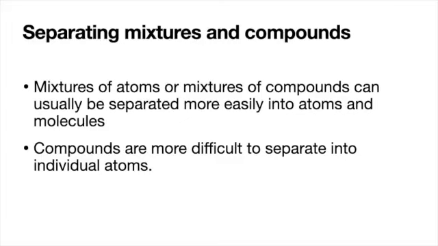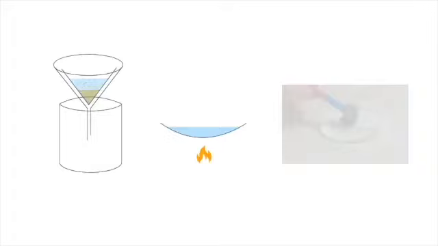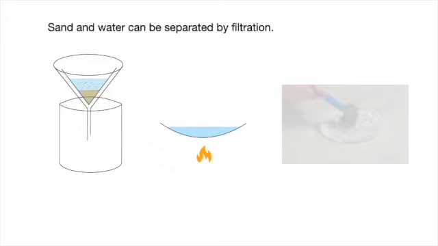How would we separate mixtures and compounds into their individual components? In general, mixtures are easier to separate into their components, that is, atoms or molecules, than compounds are to separate into individual atoms. If we stir sand into water, we get a mixture. We can separate sand and water using filtration. The sand remains in the filter paper, whereas the water drips through and is collected in the beaker.